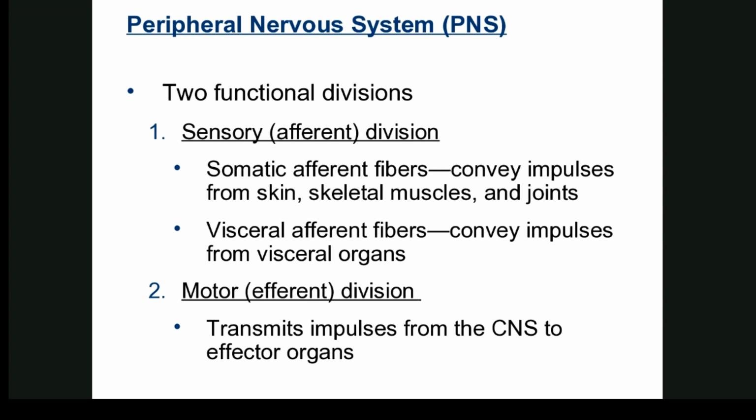And afferent can be divided into somatic afferent fibers. This is coming from skin, skeletal muscle, and joints. And then visceral afferent fibers coming from your visceral organs. These are your hearts and parts and guts and everything that basically you find on the label of your salami. We also have motor or efferent, think of E for exit, division that transmits impulses from the central nervous system out to effector organs.